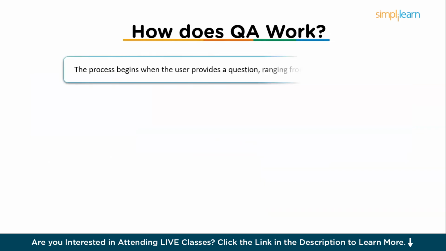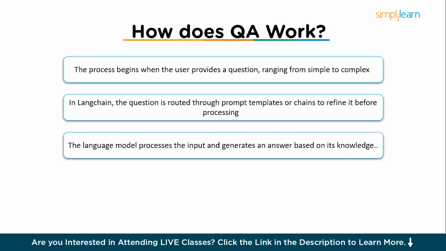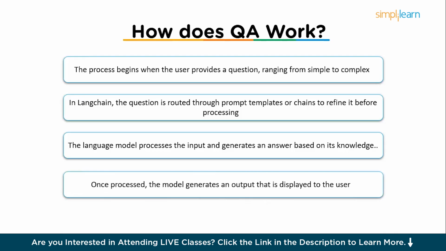So the process begins when the user provides a question ranging from simple to complex. Next, in LangChain, the question is routed through prompt templates or chains to refine it before processing. The language model processes the input and generates an answer based on its knowledge. Then, once processed, the model generates an output that is displayed to the user.